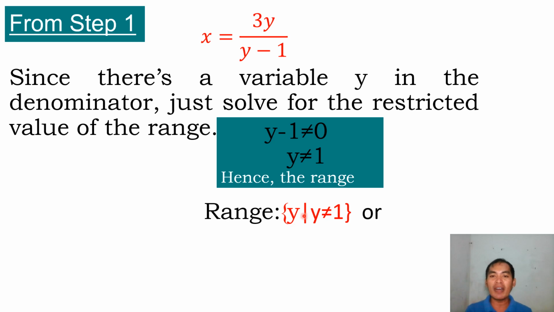So the set of all y such that y is not equal to 1 by set builder notation, or open interval from negative infinity to 1, union open interval from 1 to positive infinity by interval notation. So this is the range of the original function.